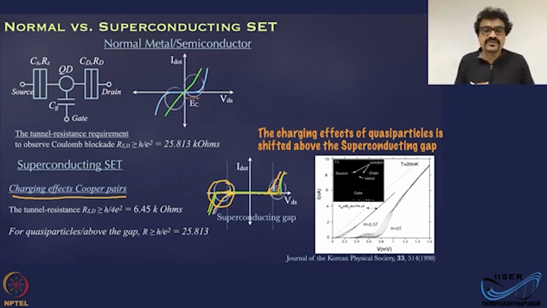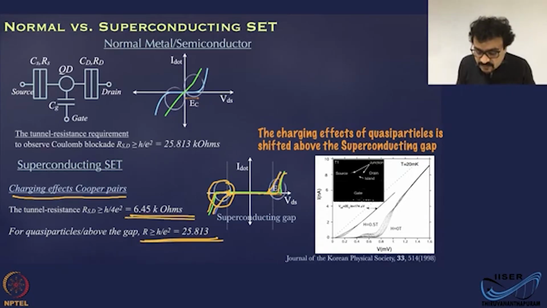Okay, but in this flat region in the middle, you have other kinds of transport mechanism which involves Cooper pairs also. In this region, in the middle, where Cooper pairs are available, you can observe charging effects of Cooper pairs for a system with lower resistance, 6.45 kilo ohm. But with this resistance for the tunnel junction, you will not observe the charging effects of quasi-particles because for quasi-particles, you need to satisfy this condition, and for Cooper pairs, you need only this much resistance of tunnel junctions.